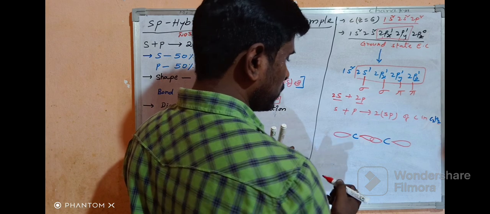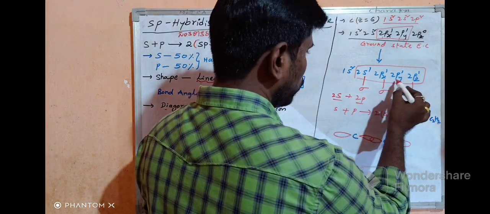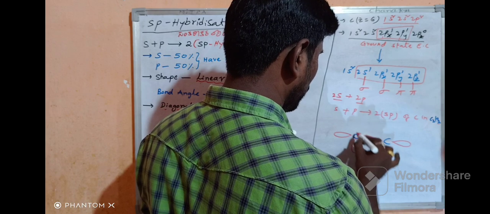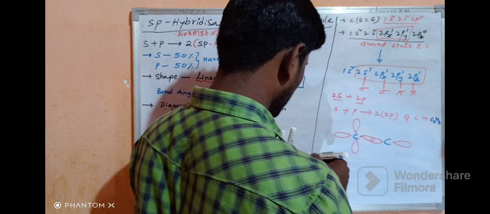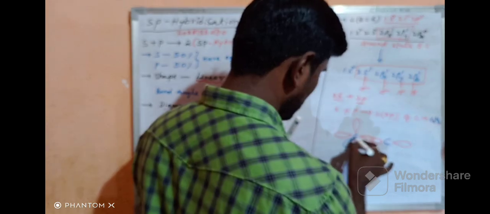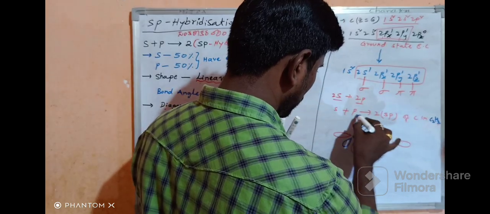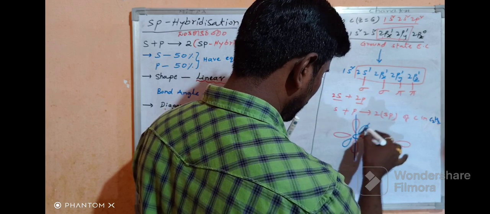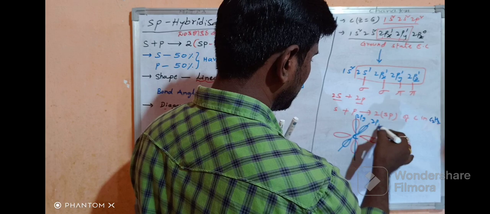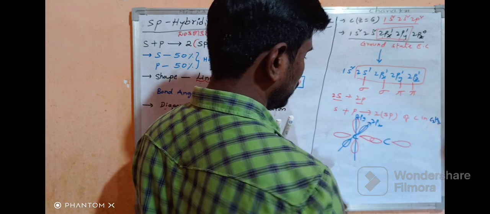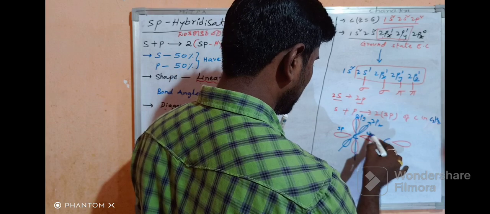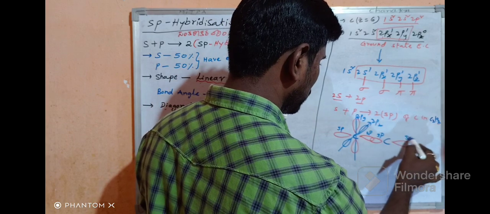So the remaining are 2py and 2pz orbitals on each carbon. These are the 2py, 2pz orbitals; these are two more. These are the sp hybridized orbitals.